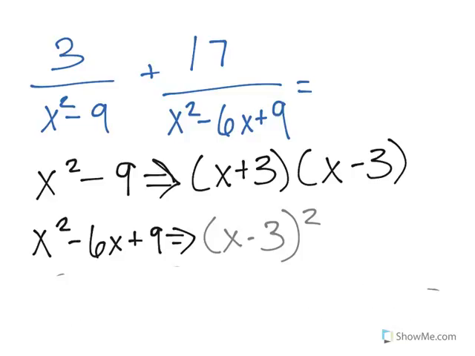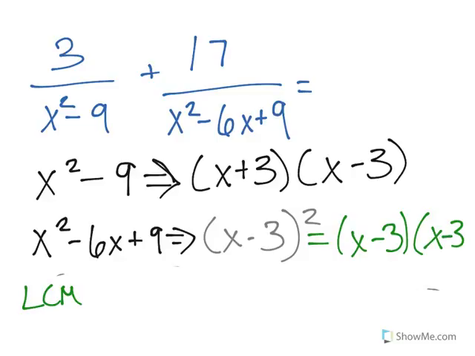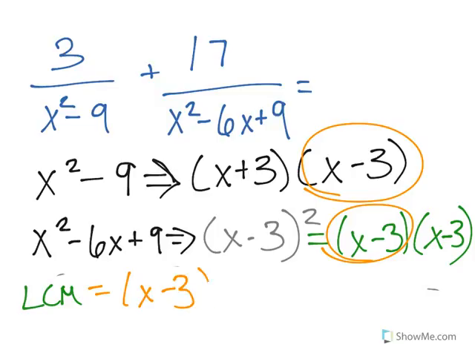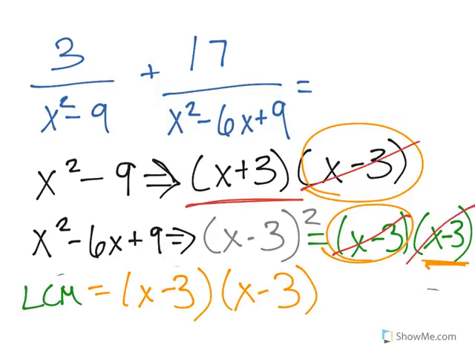So now, if we want to find the LCM, it's better to write this as x minus 3 times x minus 3. We see that both contain x minus 3, and so we have x minus 3, and that gets rid of this one, but we still need another x minus 3 for our second x minus 3. And then here we are still missing x plus 3, so now we multiply by x plus 3.